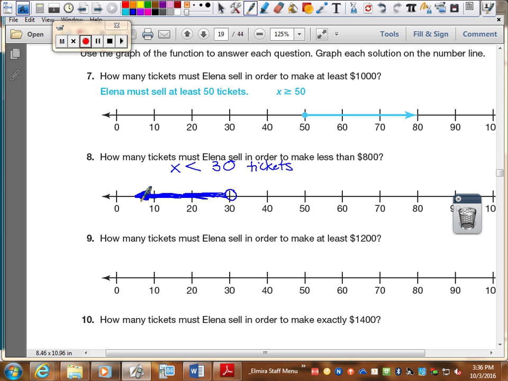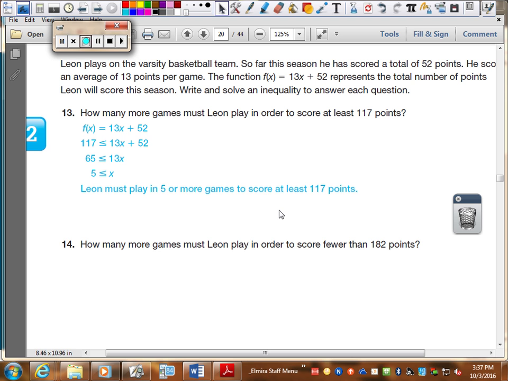And I want to point out that on number 14 it says exactly. That means you're going to have an equal sign. That means when you have your circle, it will be colored in and no arrow. So that's for number 10. Okay. In the next section, I'm going to have you make a change, okay? Because for us, the words "at least" always mean greater than or equal to.